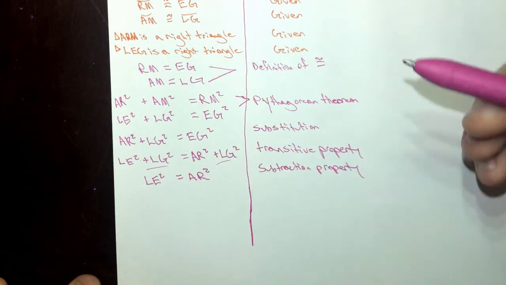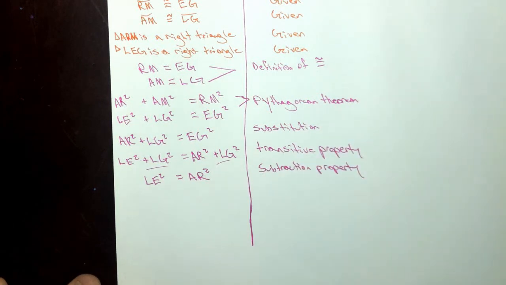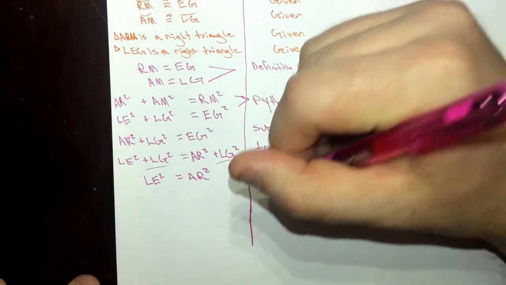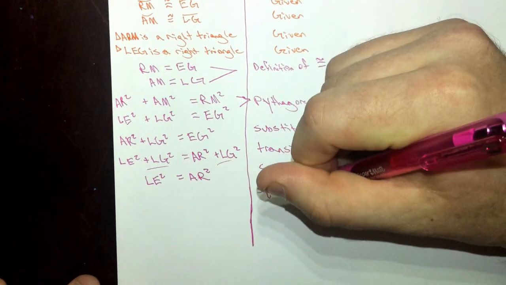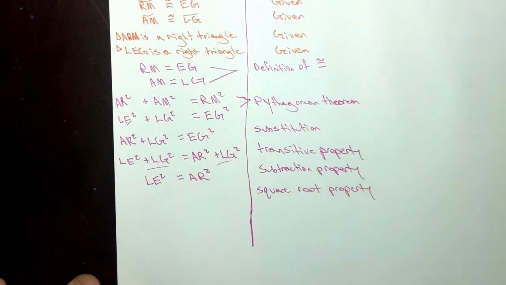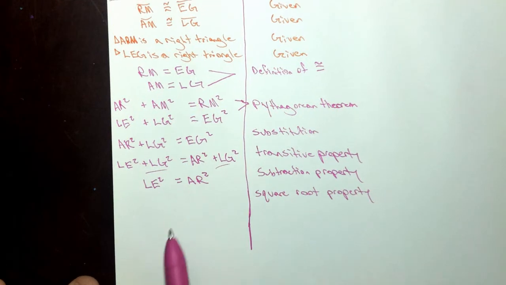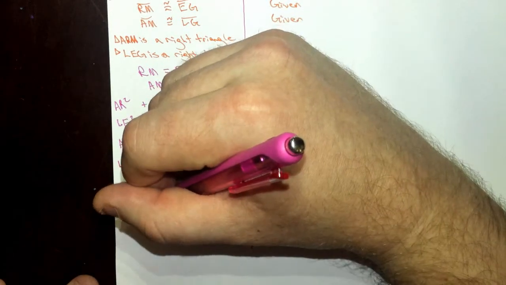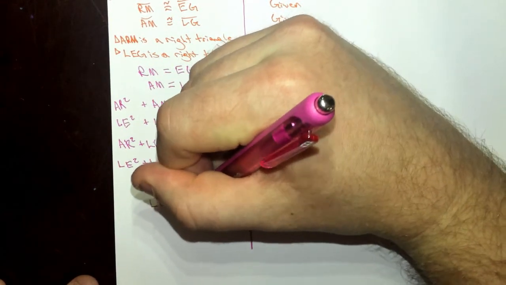Now I'm going to use a property called the square root property of equality, which says that if you have a value that is positive, then the square roots of equal values are going to be equal as well, right? So we're kind of using the converse of the square root property of equality. These have to be positive because they're side lengths, and length must be positive. So I can take the square root of both sides of these equations and say that LE is equal to AR.